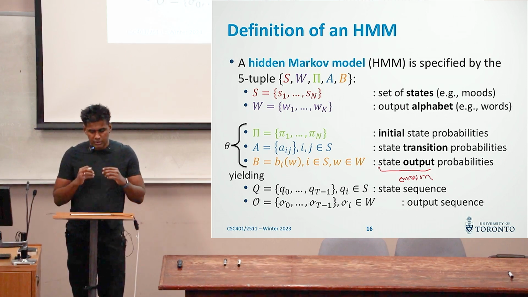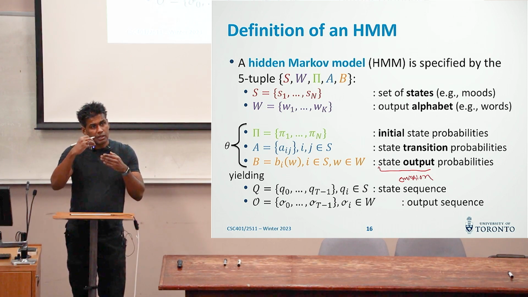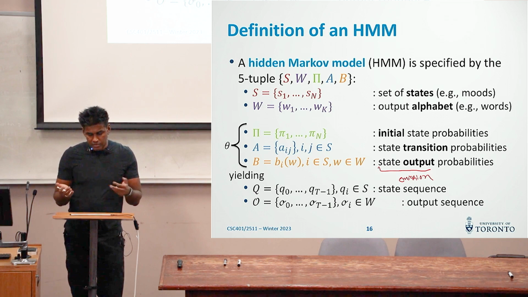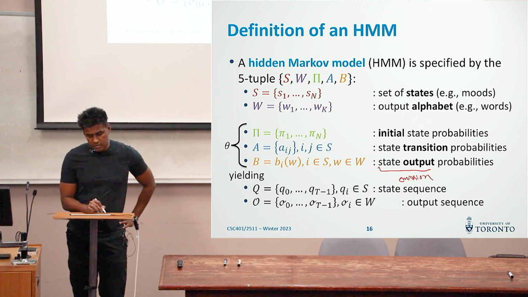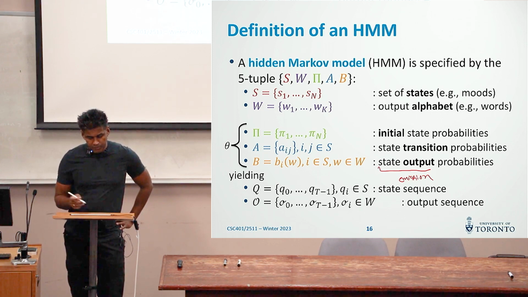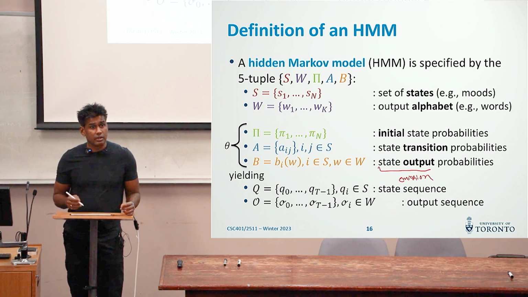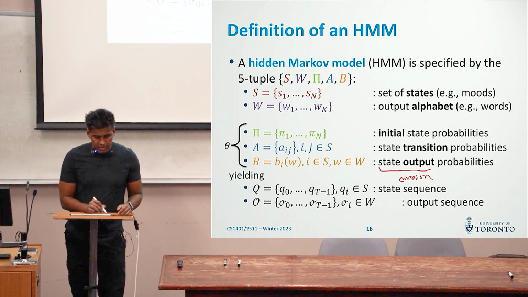So emission is the probability of emitting observation O. That is the emission probability or state output probability. And then we have our state sequences at the bottom, represented by Q. And we have our observations or output sequence denoted by Omicron or O.